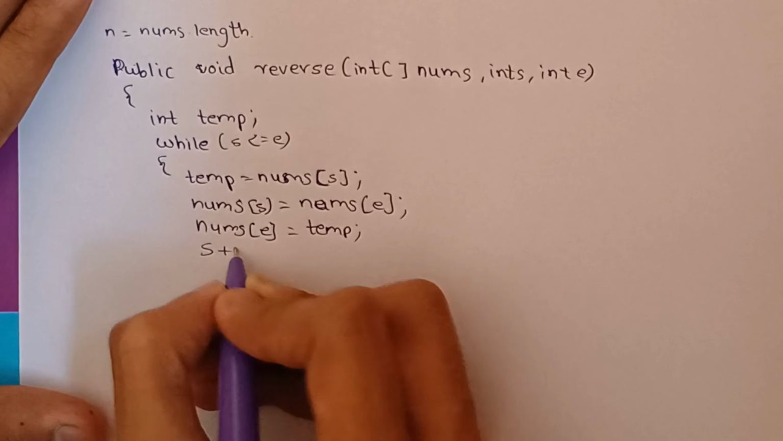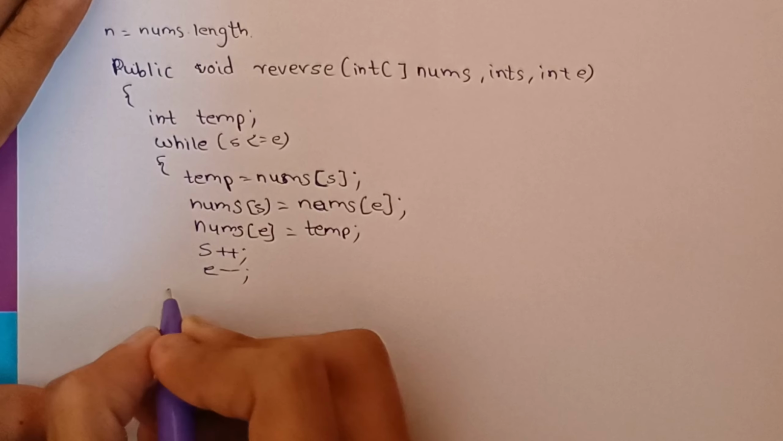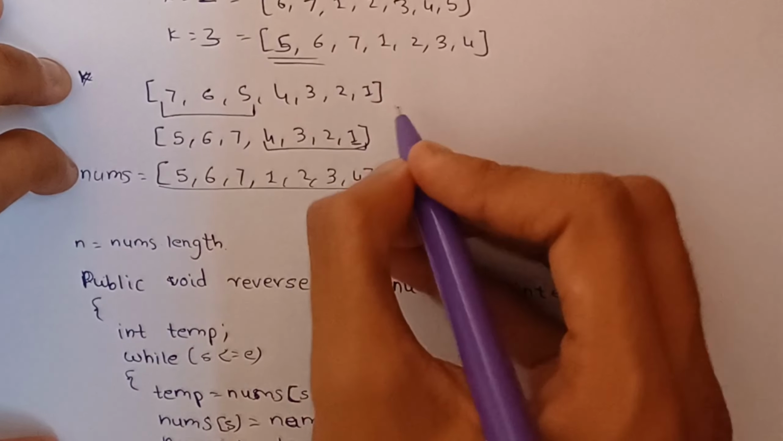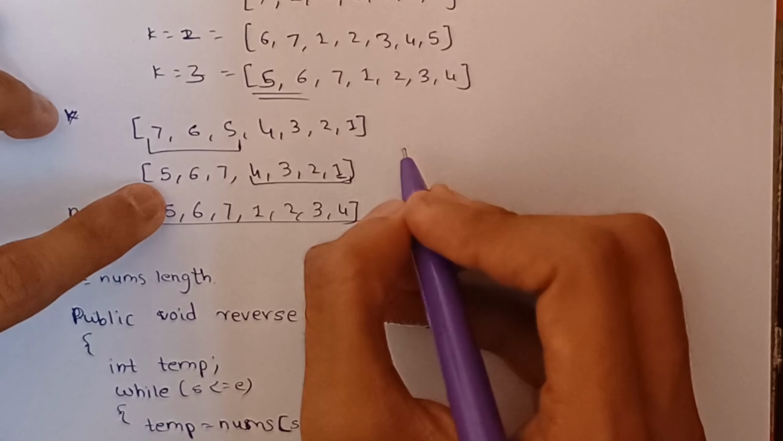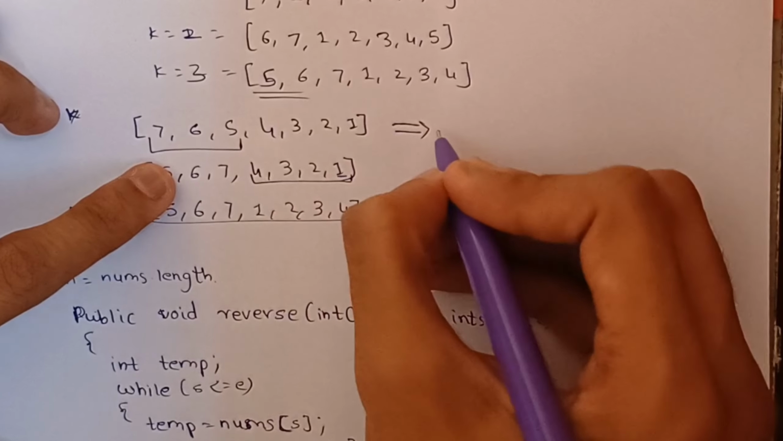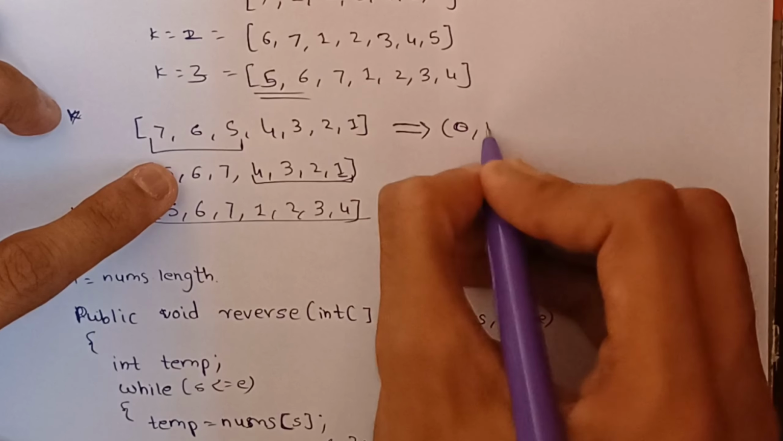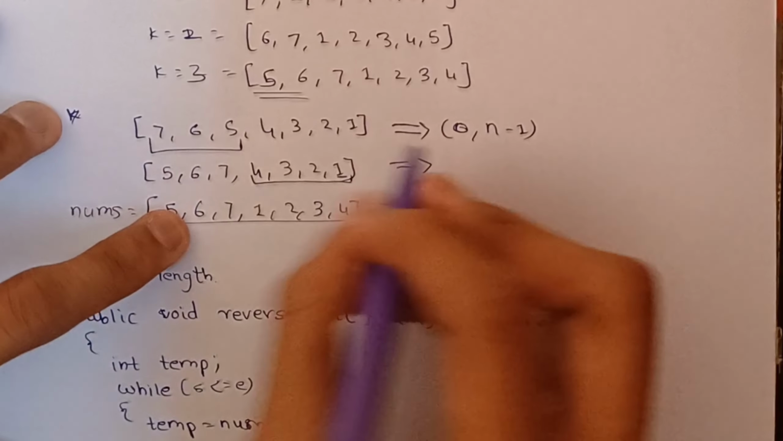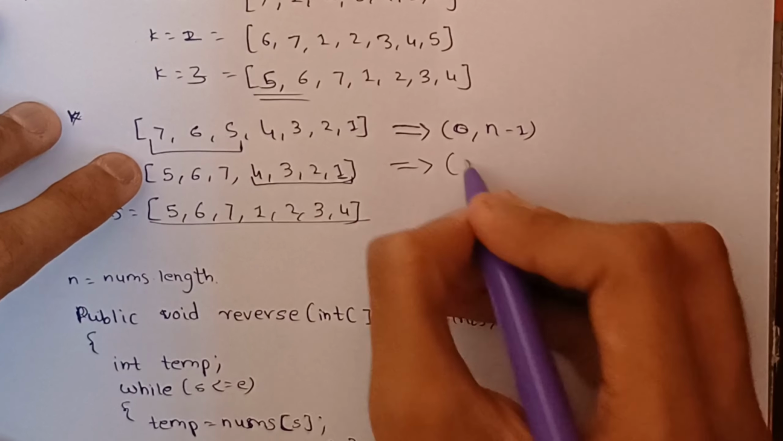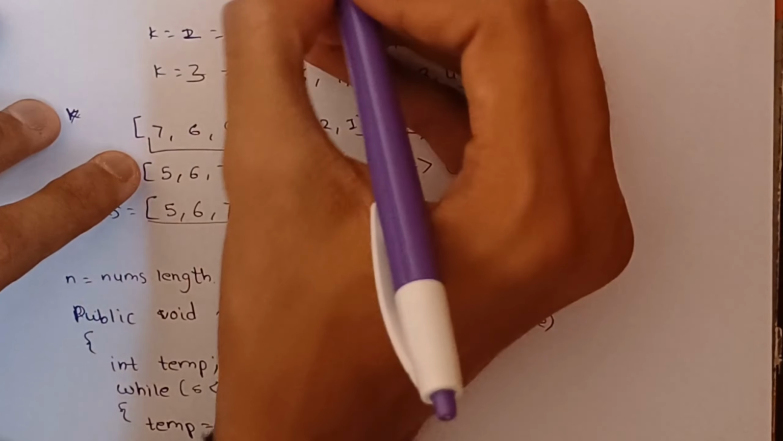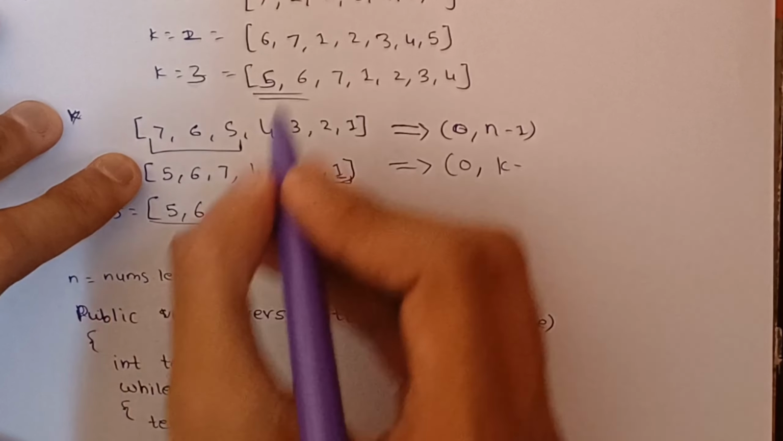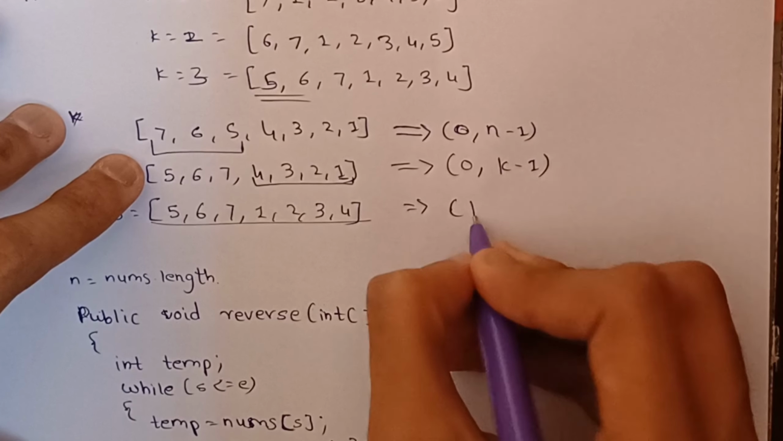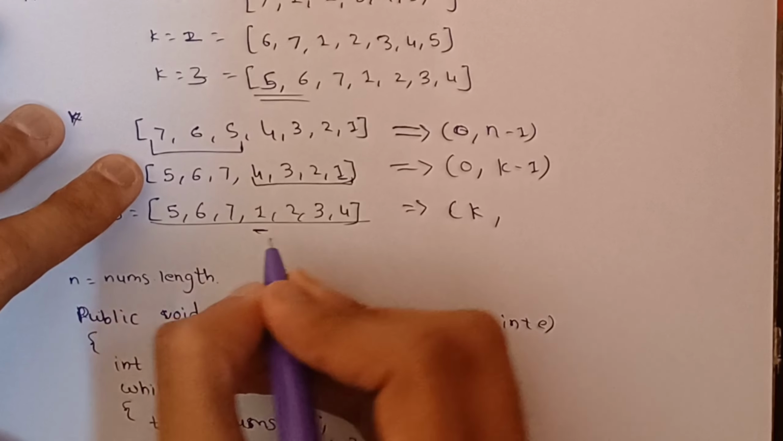Okay, then we have to increment start and decrement the ending pointer. You can observe here, first we rotated the full array, so here we can put 0 to n minus 1. In the second step we rotated only the first three, so we write 0 to k minus 1, because k is 3, so k minus 1 means index 2. And at the third stage we will rotate from k, index 3, to the end.